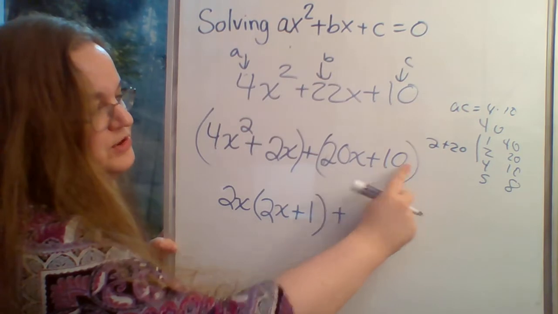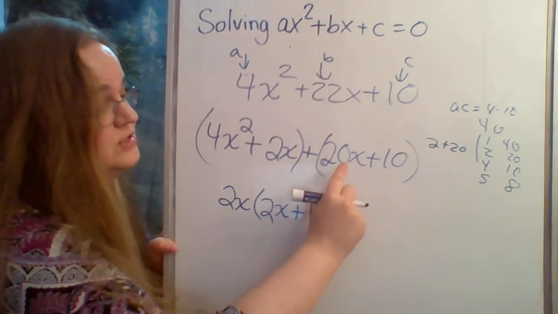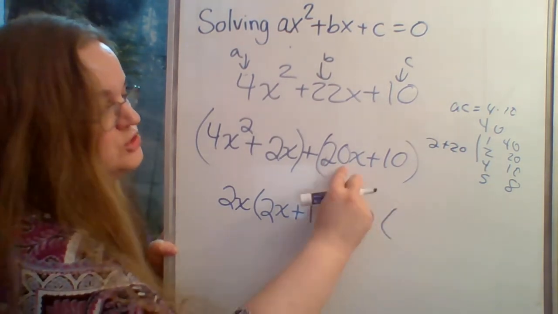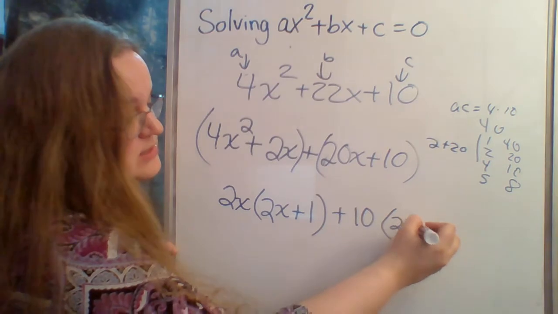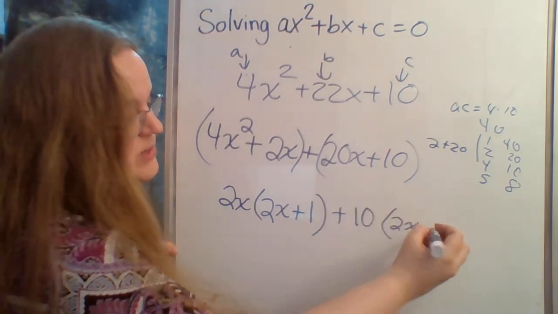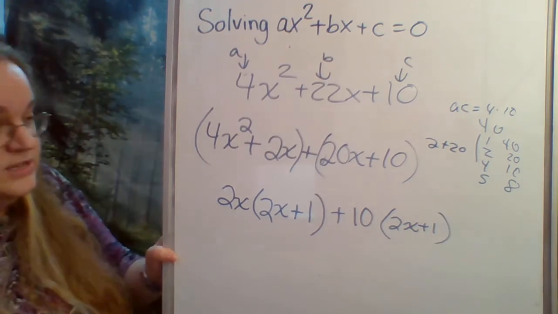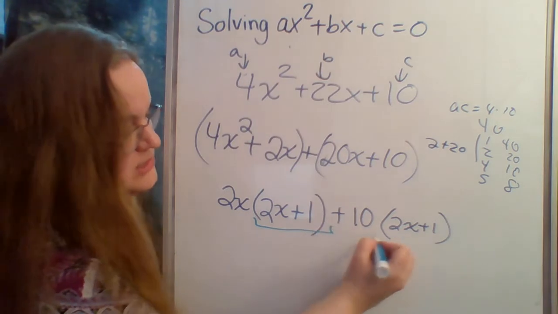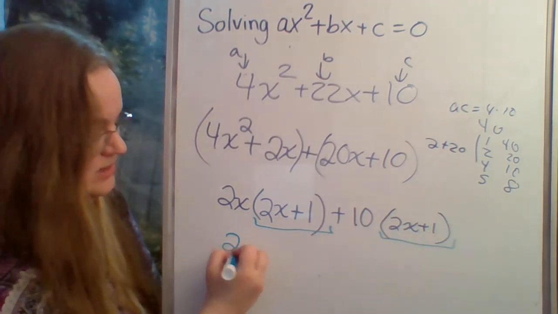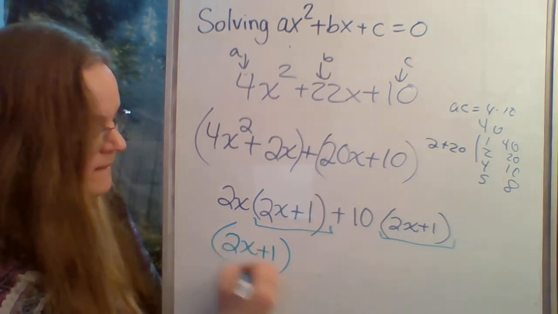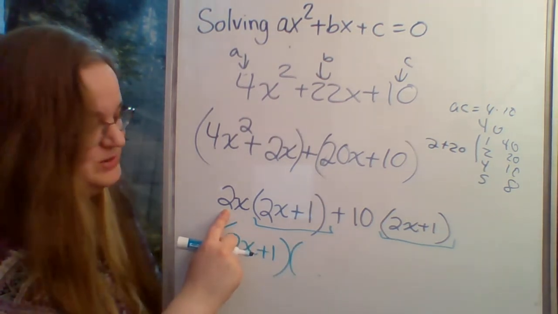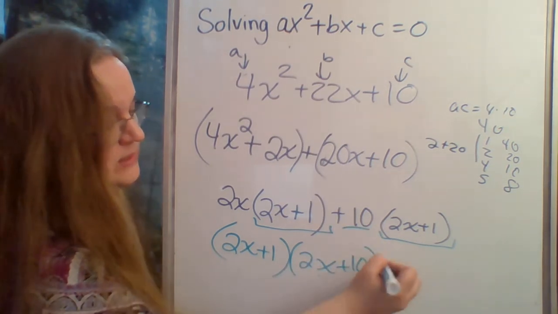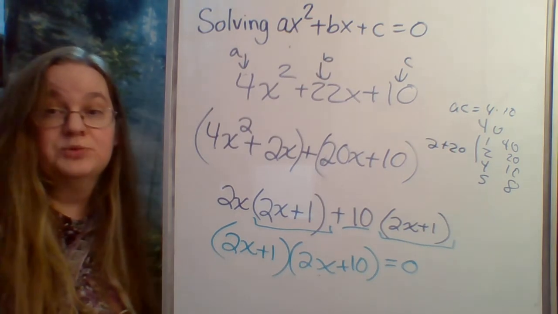Looking here, I don't have a variable, so I'm just looking for the greatest common factor of 20 and 10, which is 10, so I remove 10. 20x divided by 10 is 2x, and 10 divided by 10 is just 1. Now since I have that greatest common factor here, I can factor that out, so it's 2x plus 1. And then what's left over goes in the other binomial. So 2x plus 10. If I want to solve it, again, I'm going to make it equal to 0.